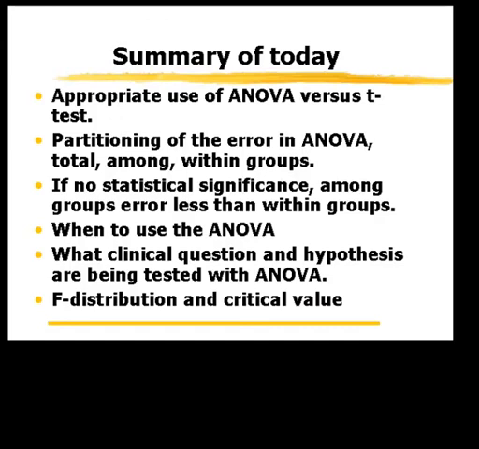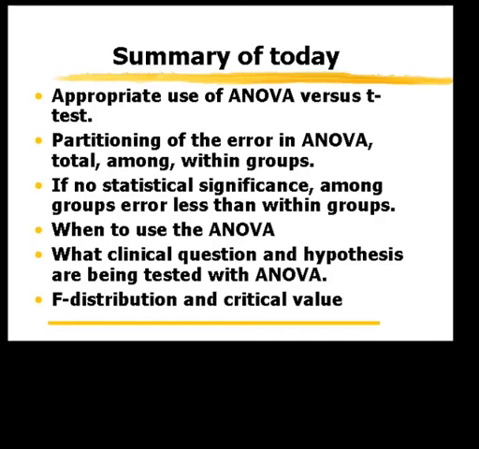The second thing that we talked about was the partitioning of the error in analysis of variance, or the partitioning of the variance, in order to show that the mean scores are different. And you do that by examining the total error, or the total sums of squares, the among group error, or the between group error, which is the variance between the mean score of the group and the grand mean, and finally the error within each of the groups that you are comparing, which compares the individuals to that group.